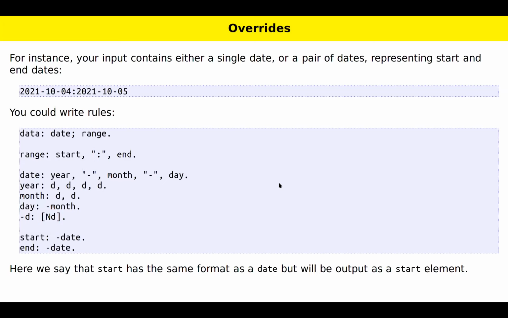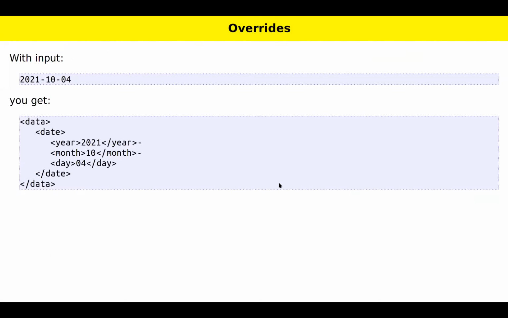Now, date is just regular, what we've done up to now. And at the bottom there, you see start is minus date and end is minus date. That says its syntax, its structure is just like a date, except we don't want to output it as a date element. So in other words, you get a start element with the content of the date element. So if I give it this input, then I get data, date, and then the regular structure.